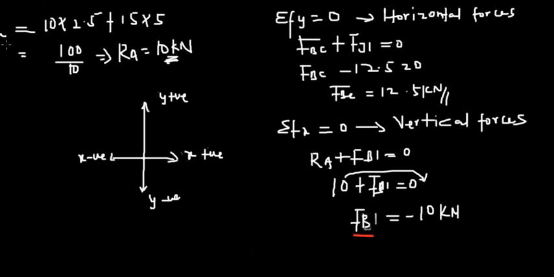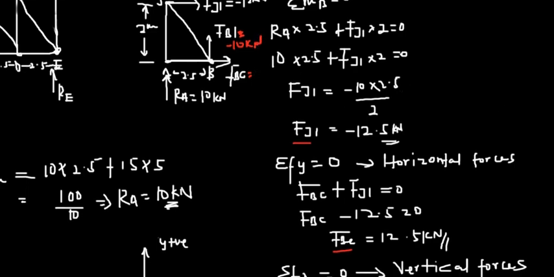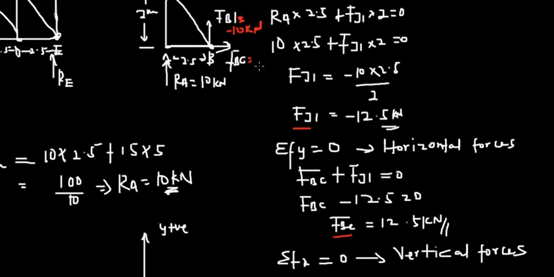Right, so this is FBI. We know FBC, and then we know FGI. So you can redraw this, or you can just insert them in there. We have minus 10 kilonewtons for FBI, and then you have FBC of 12.5 kilonewtons. This is quite straightforward.